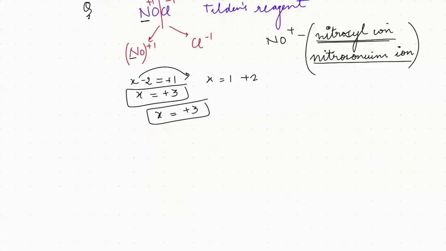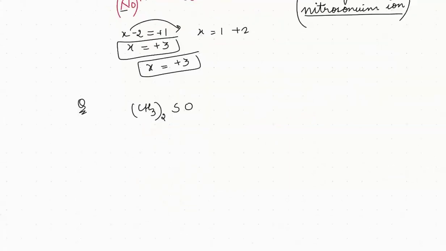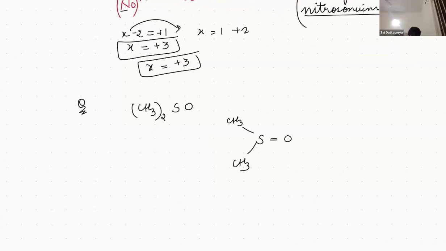Next charge, what we have is (CH3)2SO. Now look at the structure. You have to do it with the structure. So it goes like this. So you have to calculate the charge on sulfur.